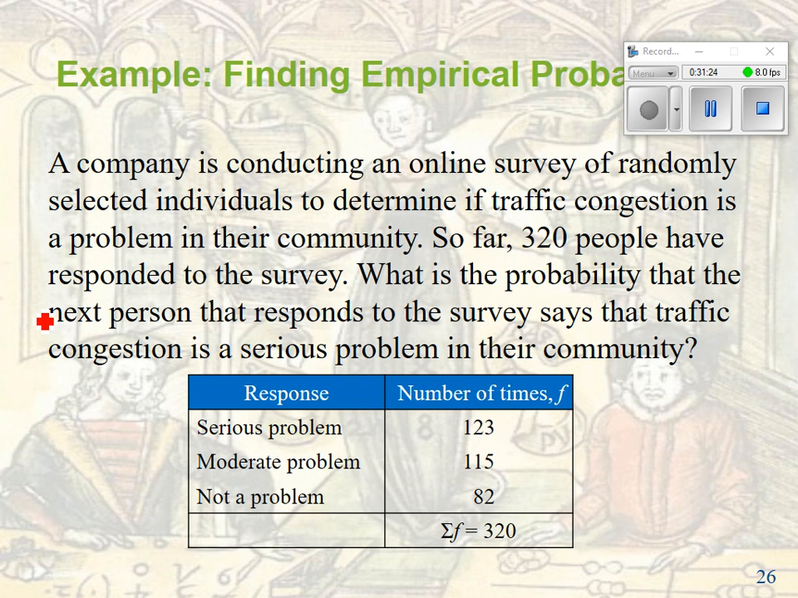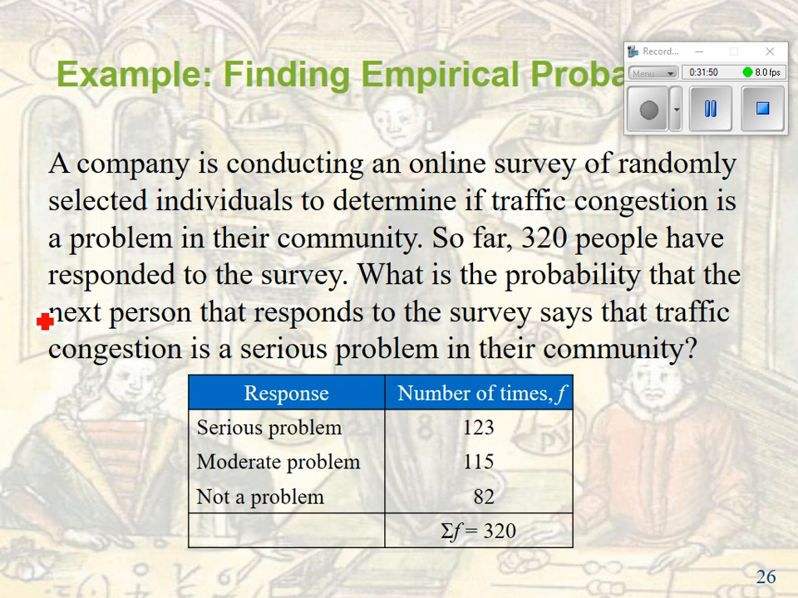So if I get stuck in traffic for 2 hours on my way home tonight, and they call me and say, we'd like to take a survey about traffic congestion in your area, then I'm probably going to sit on the phone and talk to them. If I don't get stuck in traffic, I'm going to say, no, I've got everything to do. I don't feel like talking. So that might be a bias.